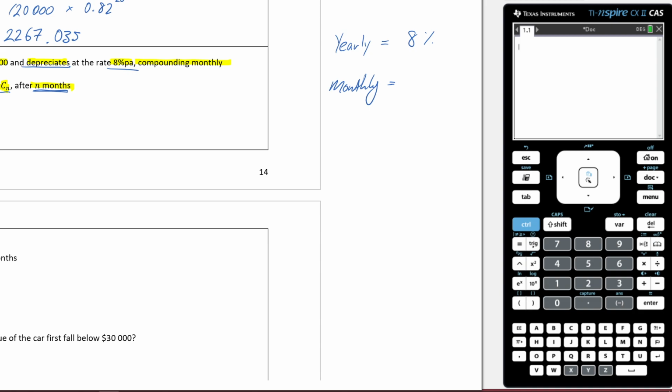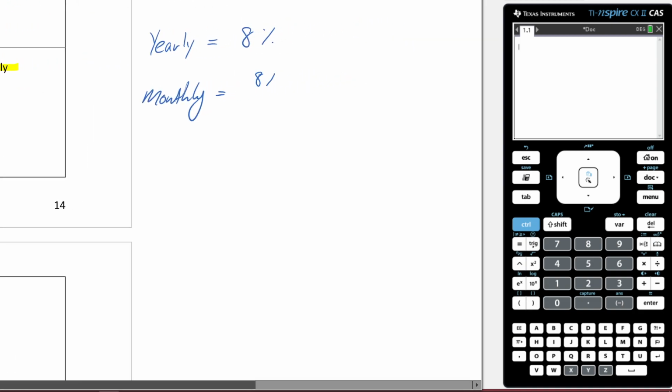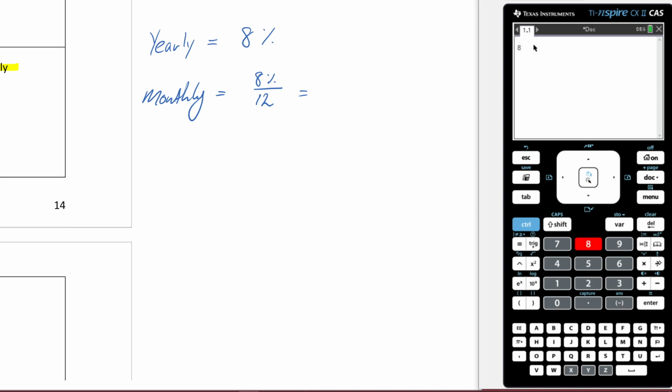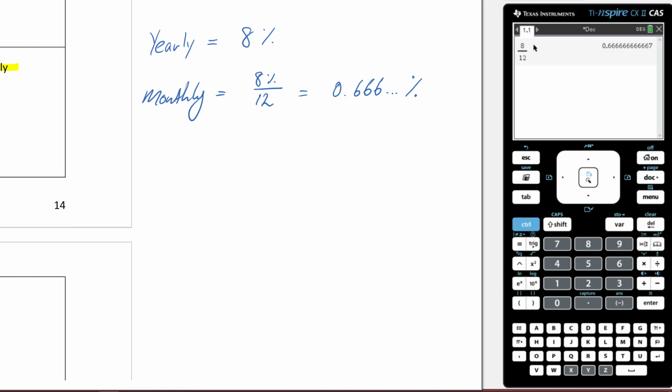How can we figure that out? Well, hopefully you can realize that what we need to do here is take 8% and divide it by 12, because there's 12 months in a year. So we'll come over here and I'm going to go 8 divided by 12. And when I do that, I end up with 0.666... Now, it's important to remember that this is a percentage. Okay, so each month you're losing 0.666% of the value of the car.